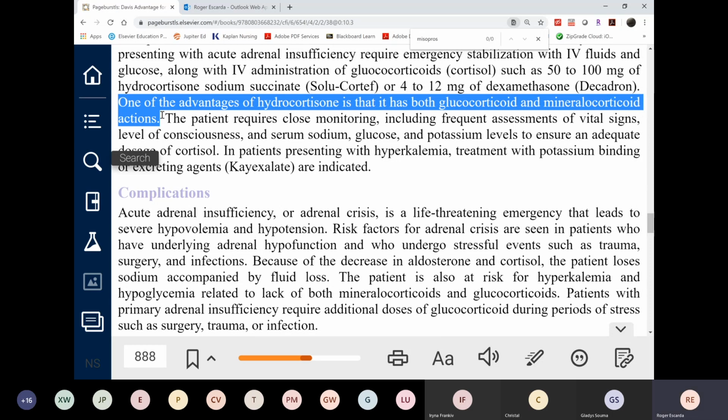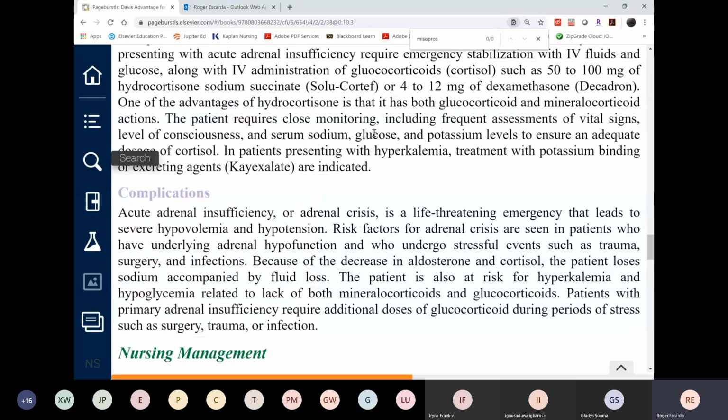One of the advantages of hydrocortisone is that it has both glucocorticoid and mineralocorticoid actions. Okay, so this drug is 2-in-1. So it has both actions on blood sugar levels as well as on sodium levels, pretty much the same effect as aldosterone. So those are the mainstay replacement.